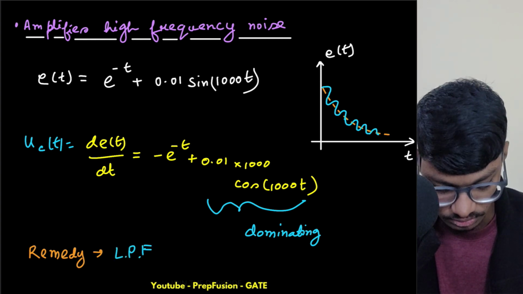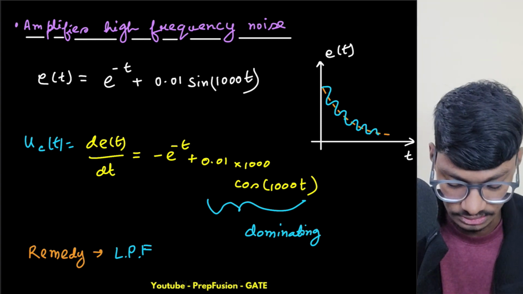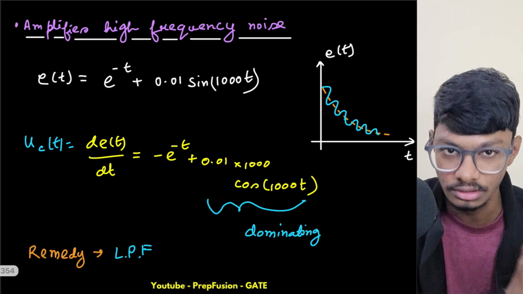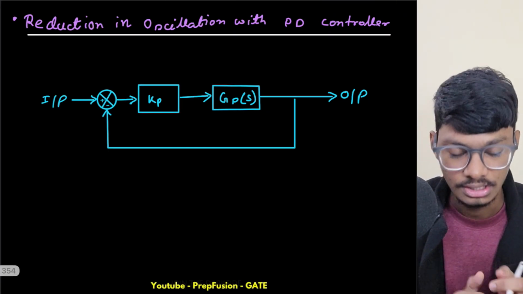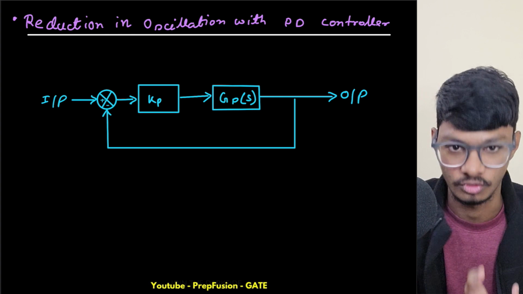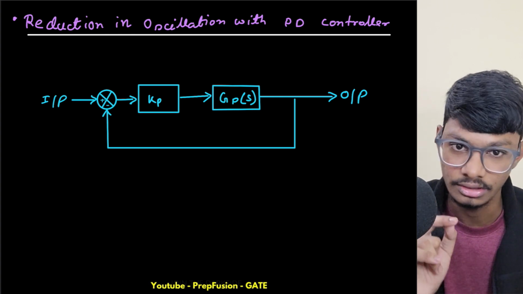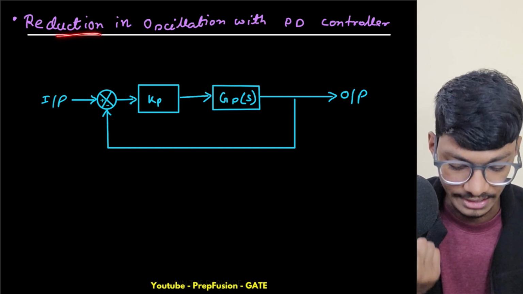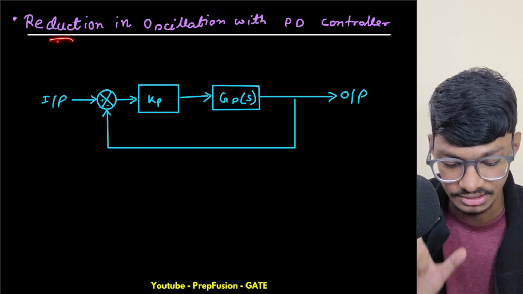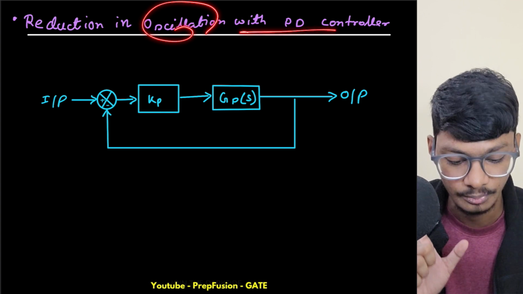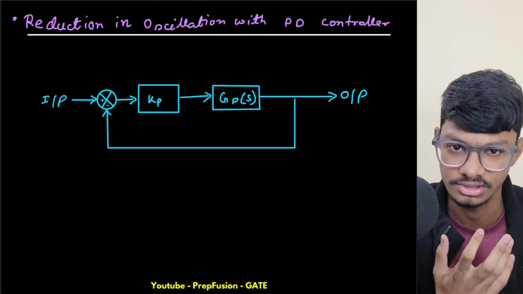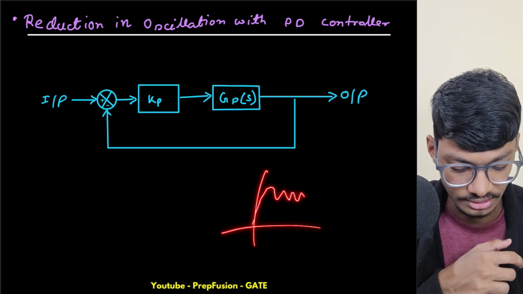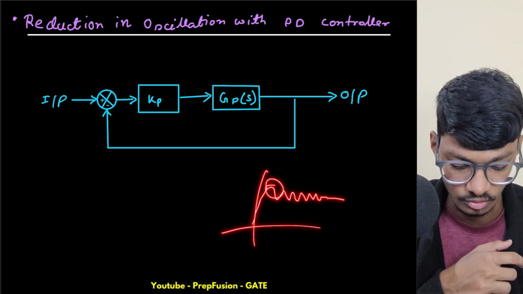Okay, so these are the drawbacks of the proportional derivative controller. Now let's understand what a PD controller does for us. We learned that the PI controller reduces the steady state error. Now what does the PD controller do? As the title suggests, it helps in reducing oscillation. What do we mean by oscillation? For a standard second order system, the output was like this, oscillating for a while.